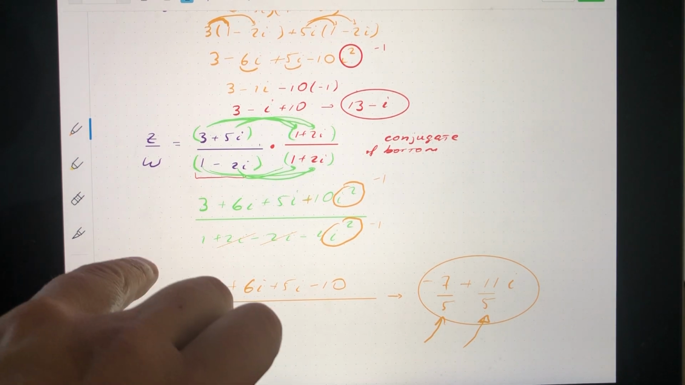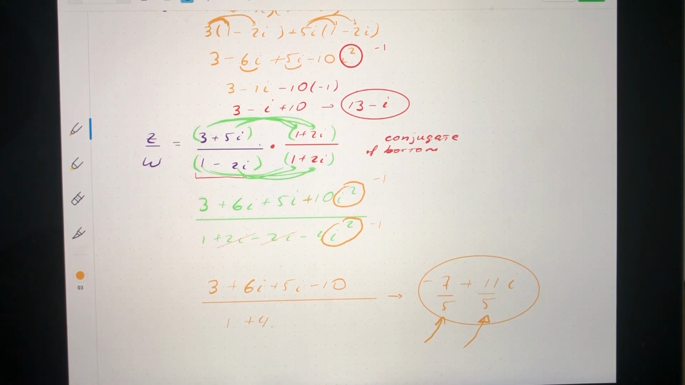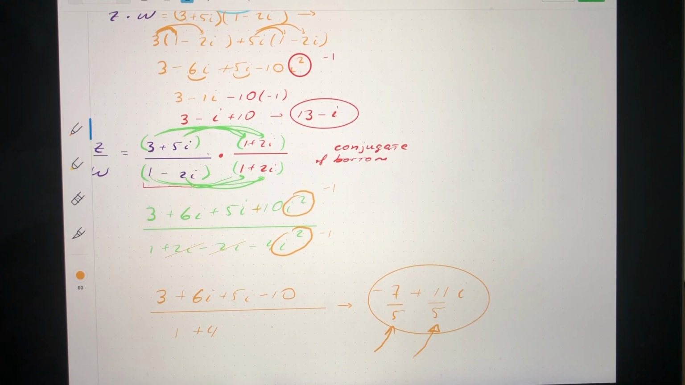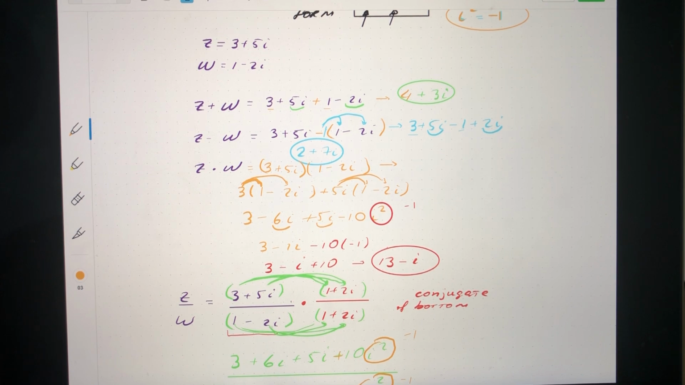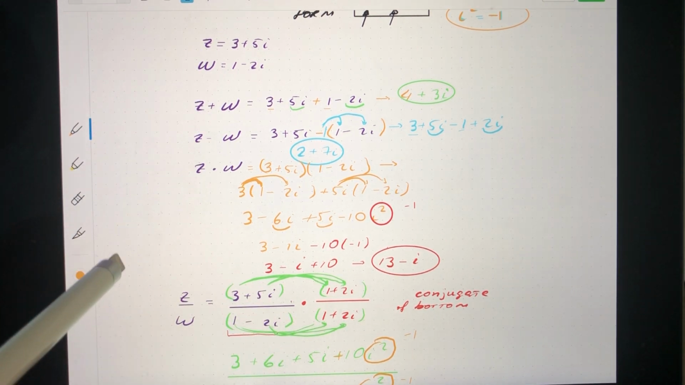So this confirms our result with the calculator, and that's how we do the 4 main operations by hand and with the technology. So that's addition, subtraction, multiplication, and division of imaginary numbers.